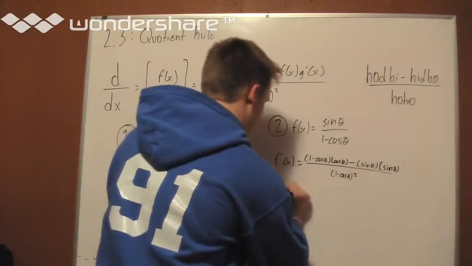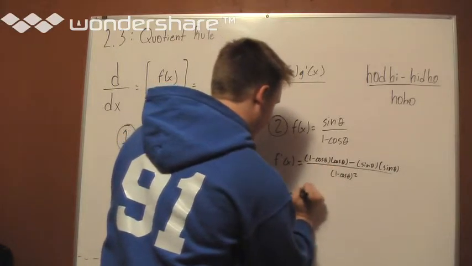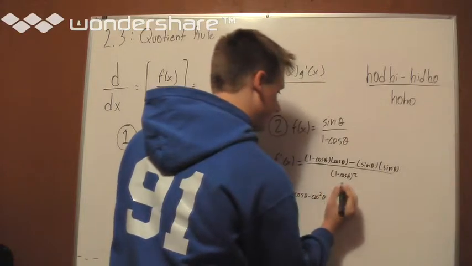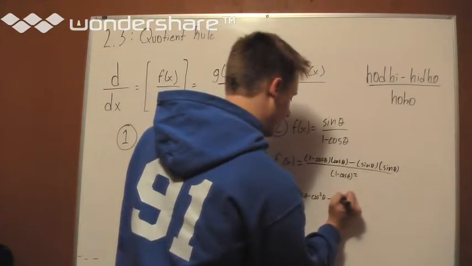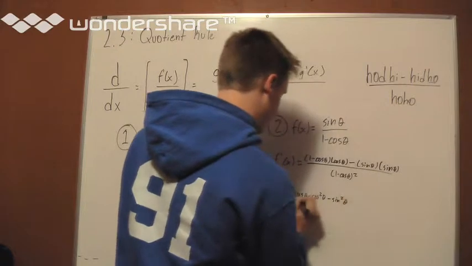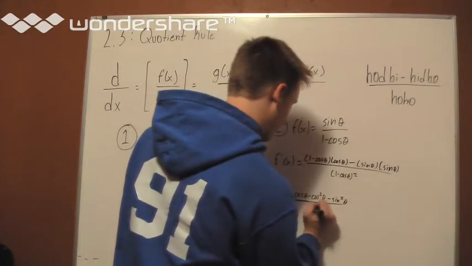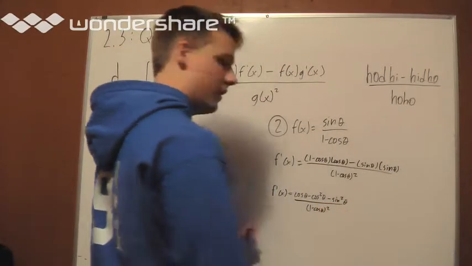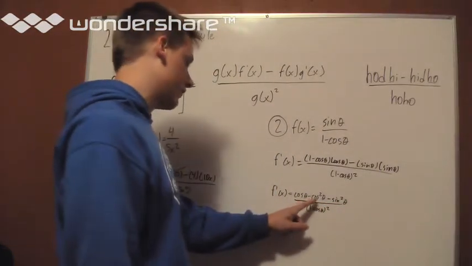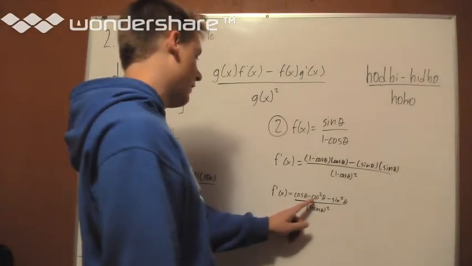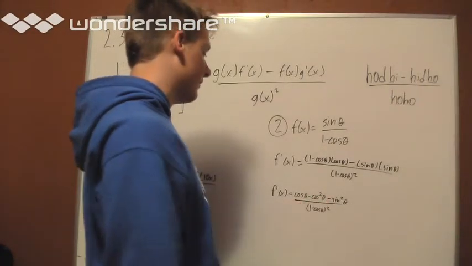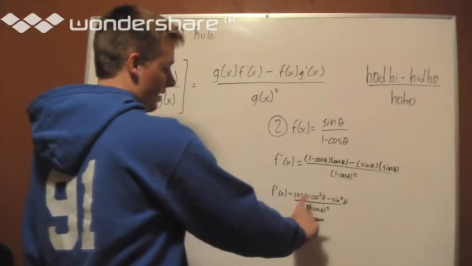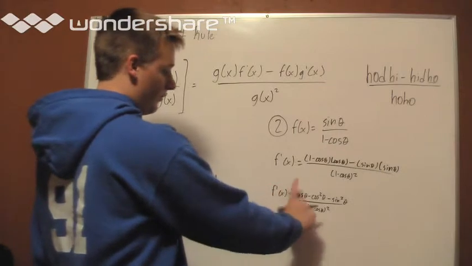Simplifying this, we multiply these two, so we get cosine theta minus cosine squared theta, and then we have minus sine squared theta, and we bring down the bottom, which is 1 minus cosine theta squared. Looking at this, we have a trig rule in here. We have the negative cosine squared minus sine squared theta. So if we make both these positive, we can make that equal to 1. So I'm going to take a negative out of this whole top part.